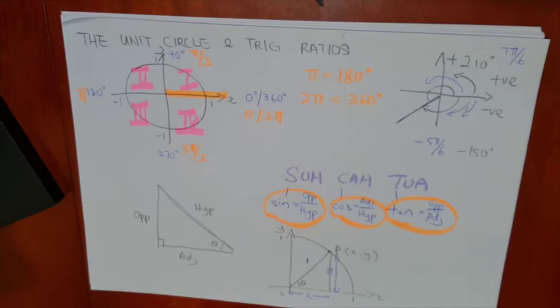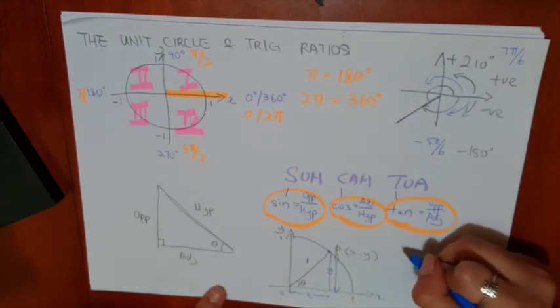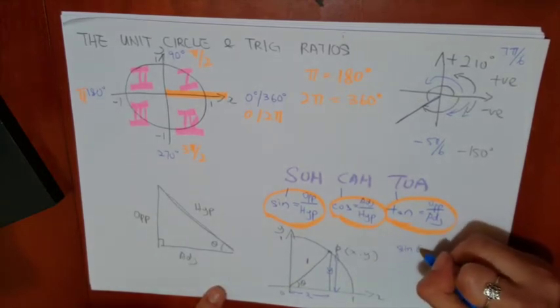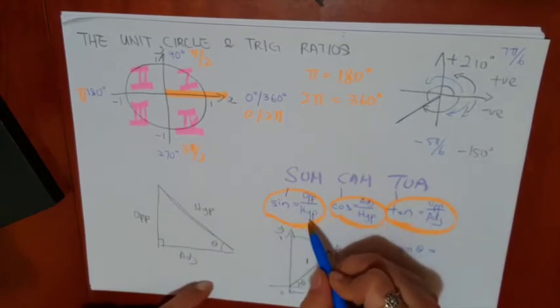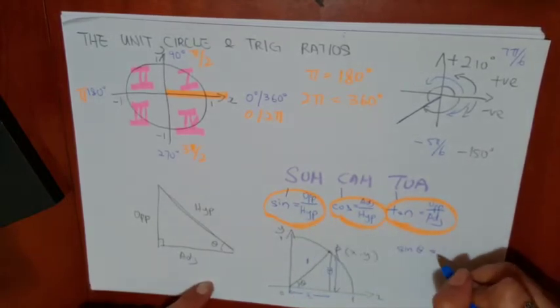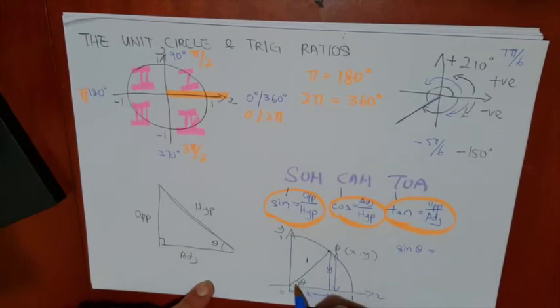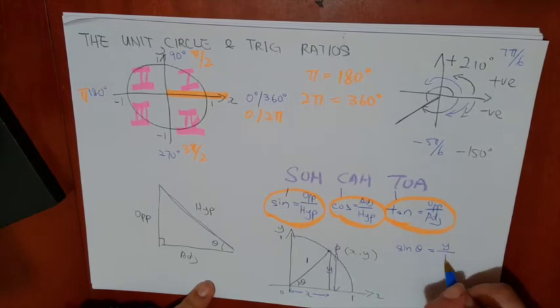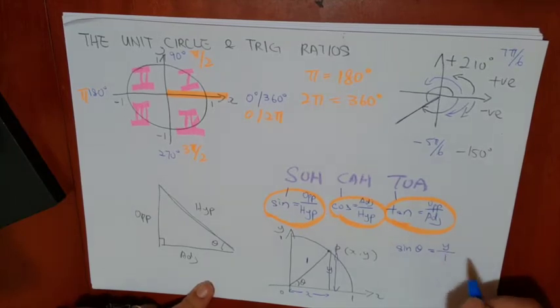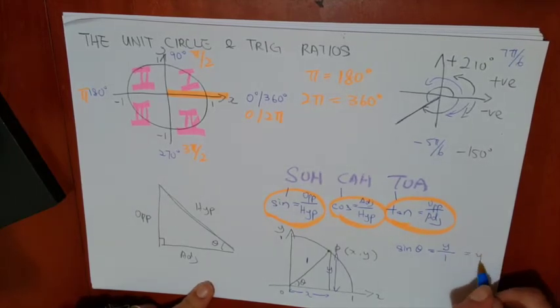So what if we want to write sine theta? Sine theta is actually, we use the formula here, opposite over hypotenuse. So it's equivalent to the opposite of this angle, which is Y, over hypotenuse 1. So sine theta is actually Y over 1, which is equivalent to Y.